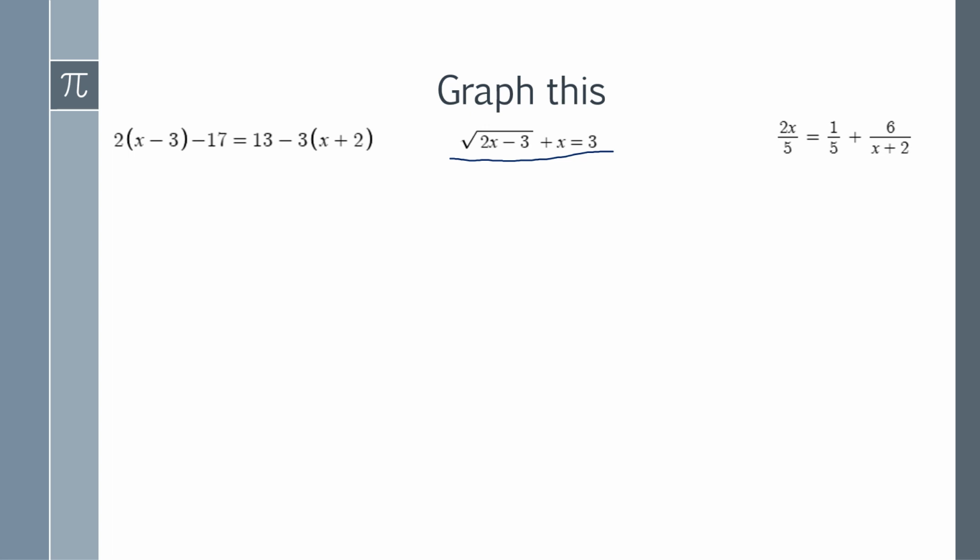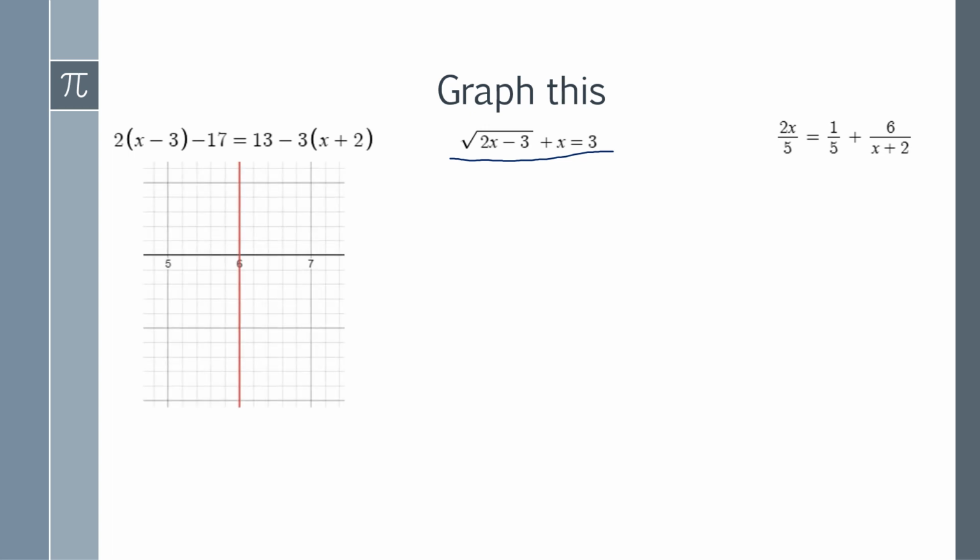For the first one, you should have gotten this function. And that means that your answer is x equals 6. Your x-intercept is 6. So that means this is also your 0, root, and solution.